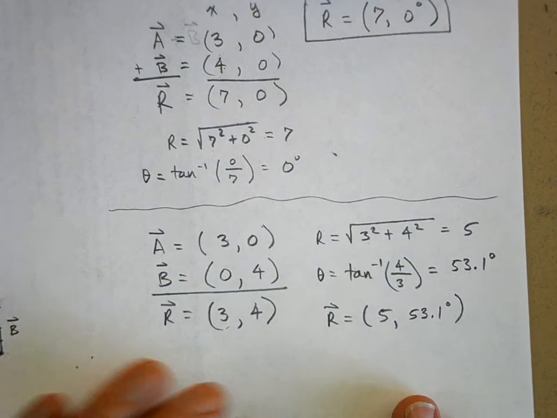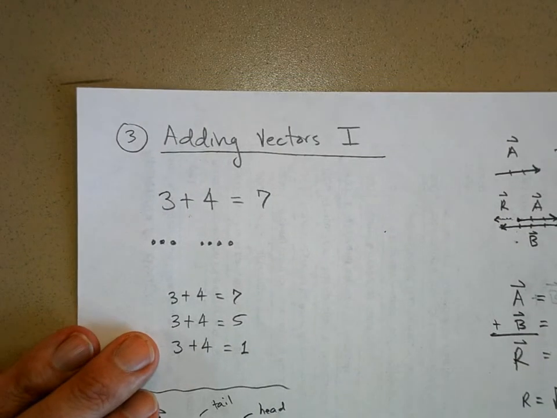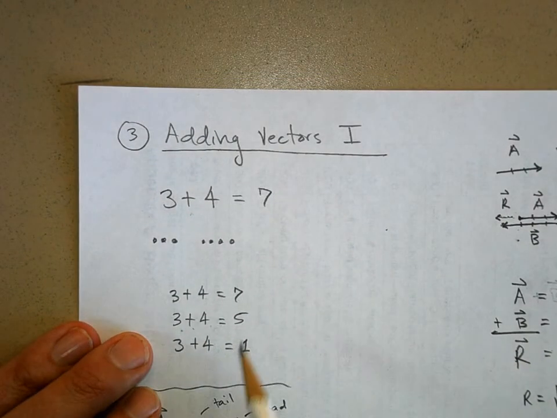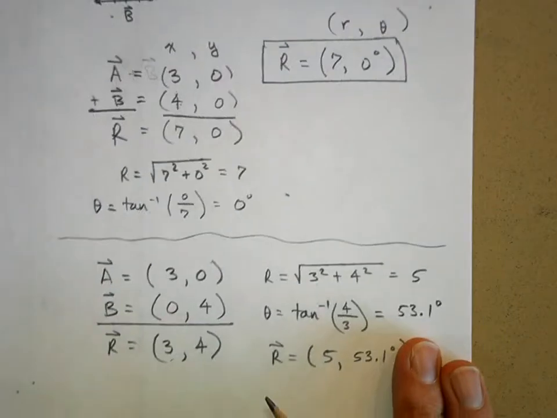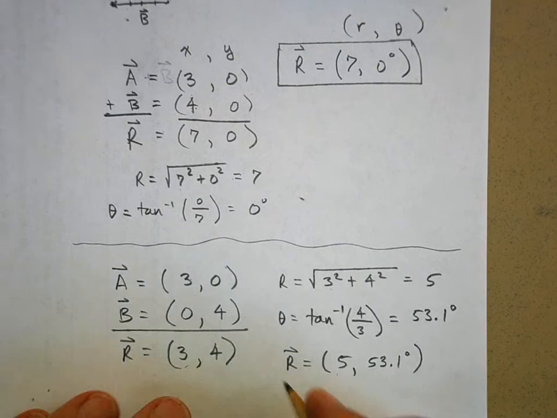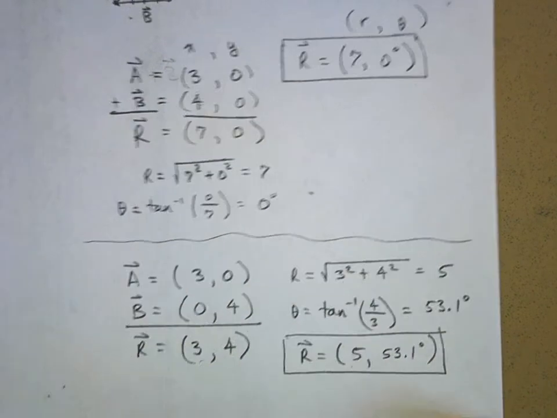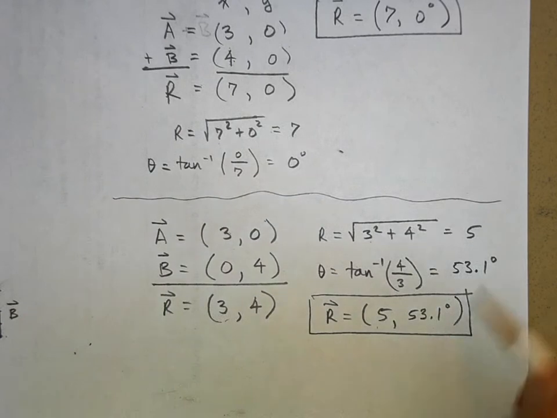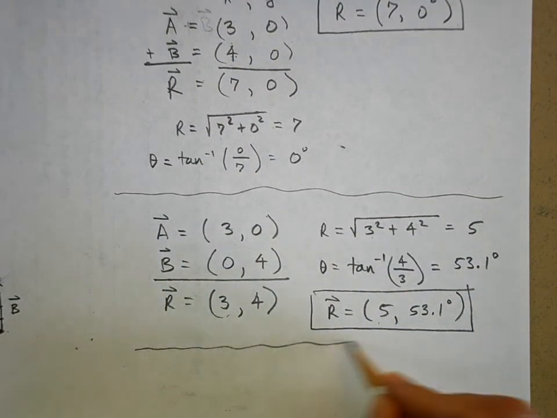So I lied at the beginning a little bit when I said that 3 plus 4 equals 5. The magnitude of adding these vectors is 5, but you have to include the direction to get our full answer. This is what you're going to be doing in the homework. Finally, let's do our last example.